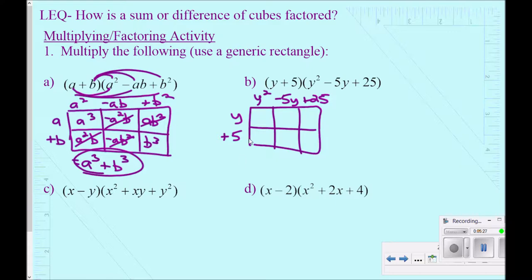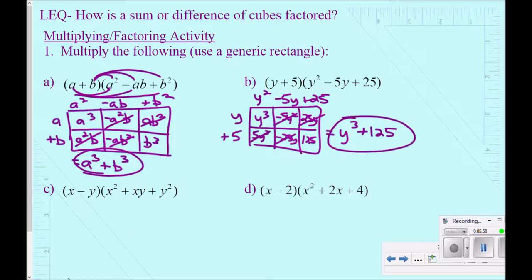So y times y squared is y cubed. y times negative 5y is negative 5y squared. y times 25 is 25y. 5 times y squared is 5y squared. 5 times negative 5y is negative 25y. And 5 times 25 is 125. So once again, we have canceling out happening, and we're left with y cubed plus 125. Next.